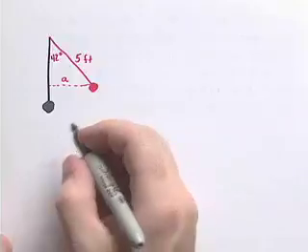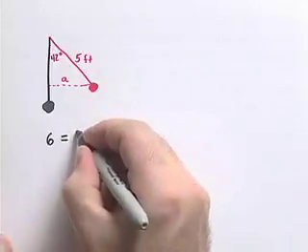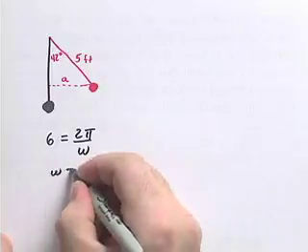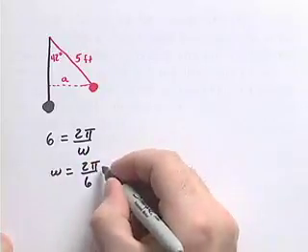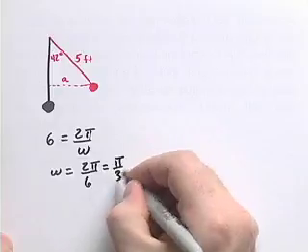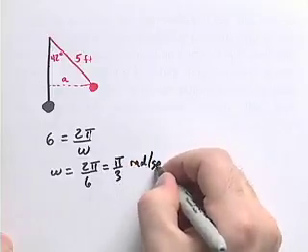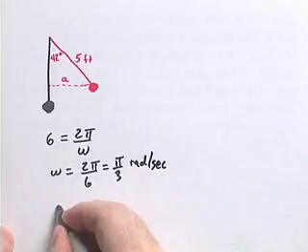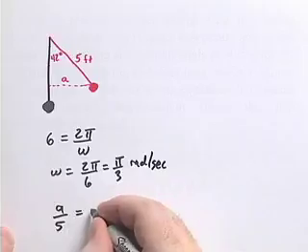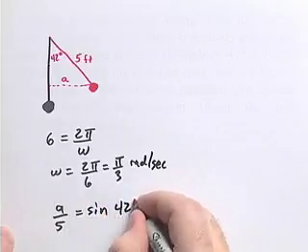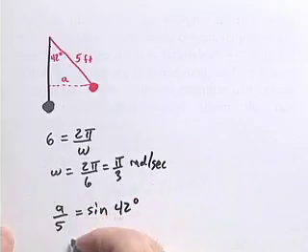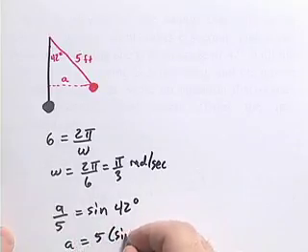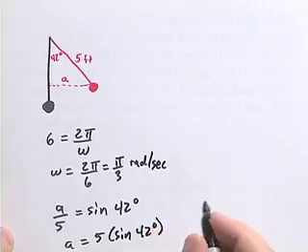The period is 6 seconds, so we'll have 6 is equal to 2 pi over omega. It means omega is equal to 2 pi divided by 6, which is equal to pi over 3 radians per second. From this diagram, we'll see that A divided by 5 is equal to the sine of 42 degrees. If we solve that for A, we'll find that A is equal to 5 times the sine of 42 degrees.